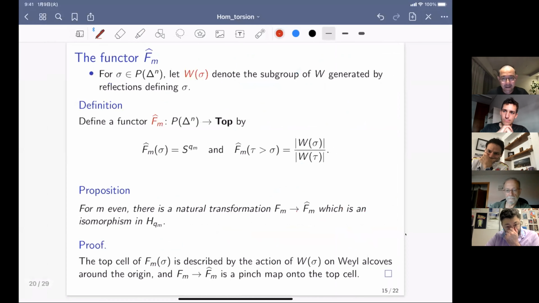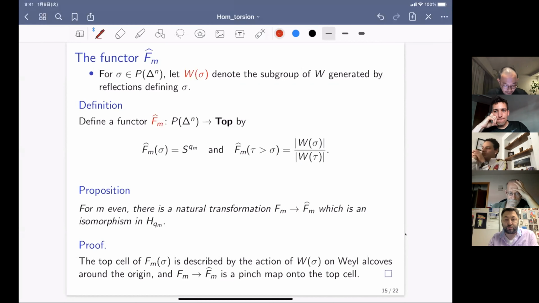That's the third step. The functor Fm. For a face sigma of delta n, let W sigma denote the subgroup of W generated by reflections defining sigma. As I told you, every sigma is bounded by simple roots and highest roots. So all of its faces are determined by some roots. So we can define W sigma.